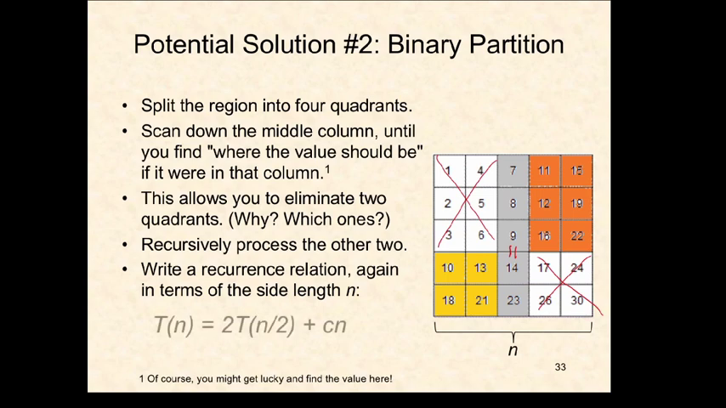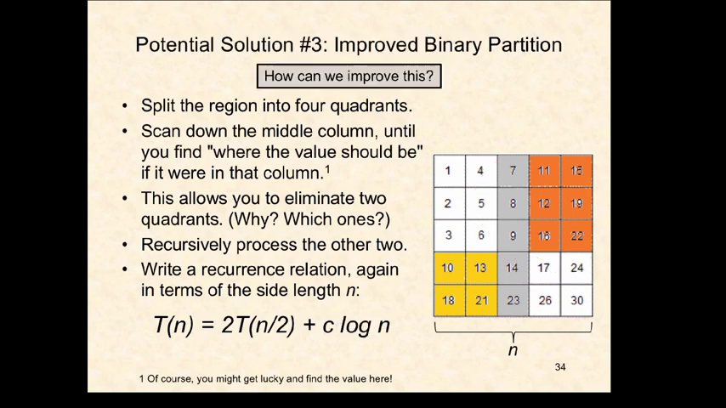So, the recurrence relationship for this is 2T of n over 2 plus cn. I've got 2 regions, each of size approximately n over 2 on a side, and cn is my time to scan the middle column. Well, wait a minute, I could improve it by doing a binary search of the middle column. So I could do a linear search of the middle column, or I could do a binary search of the middle column, and we're not going to solve all these equations yet. We're looking at different ways to do it.